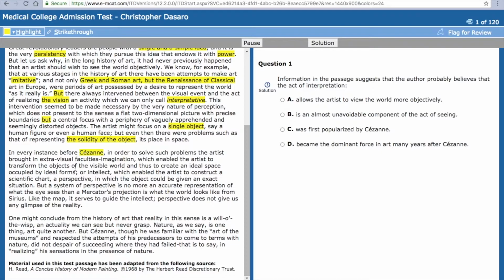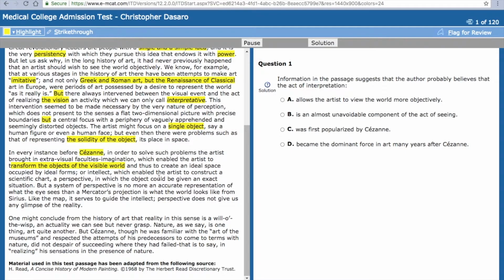Which enabled the artist to transform the objects of the visible world. Okay, so whatever this extra visual faculty, imagination, is, it allowed the artist to transform the objects of the visible world, and thus to create an ideal space occupied by ideal forms. Okay, so we're transforming real-world objects into this ideal depiction of them, I think. Occupied by ideal forms.